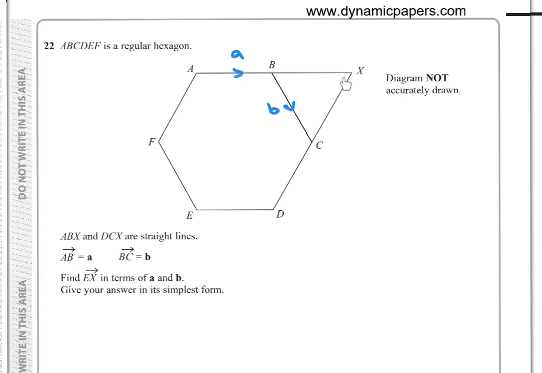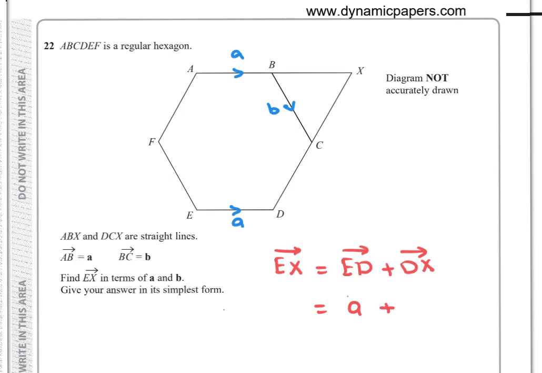We need to find EX. We can find EX by adding ED plus DX. ED equals a, because if this vector is a, this is also a: same magnitude, same direction. So vector EX equals ED plus DX. ED is the same as AB, vector a. So we need to find DX.